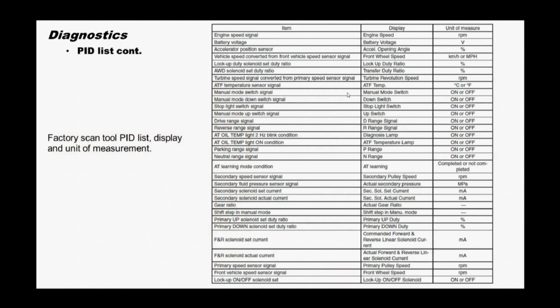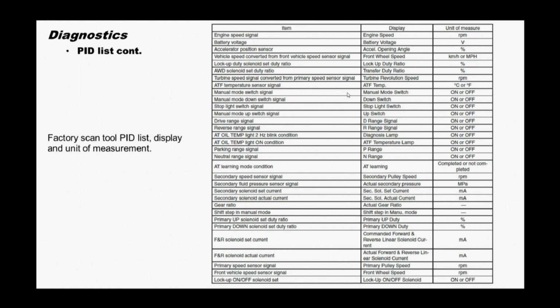Here's a PID list. There's a lot of different PIDs on here, and the measurements that they display. I'm not going to go through all of them, but you're going to see we have your engine speed signal, your battery voltage, which is always a great one to take a look at. Your accelerator pedal position, verify that that's working correctly. Your lockup and your all-wheel drive is done in duty cycle. Turbine speed sensor is reading from your primary speed sensor.